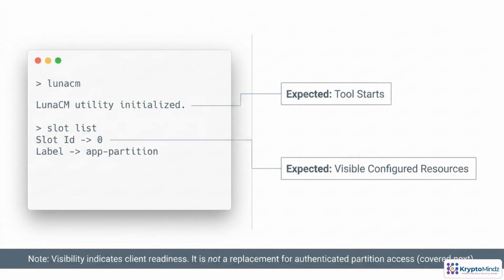Before writing any application code, use LunaCM as a quick smoke test. If the tool starts cleanly, you know the client libraries and configuration are loading correctly. When you list slots or partitions, you should see the expected labels. If the list is empty or unexpected, treat it as a configuration or trust issue. Capture this output and keep it with your build or run book for future troubleshooting and handoffs.